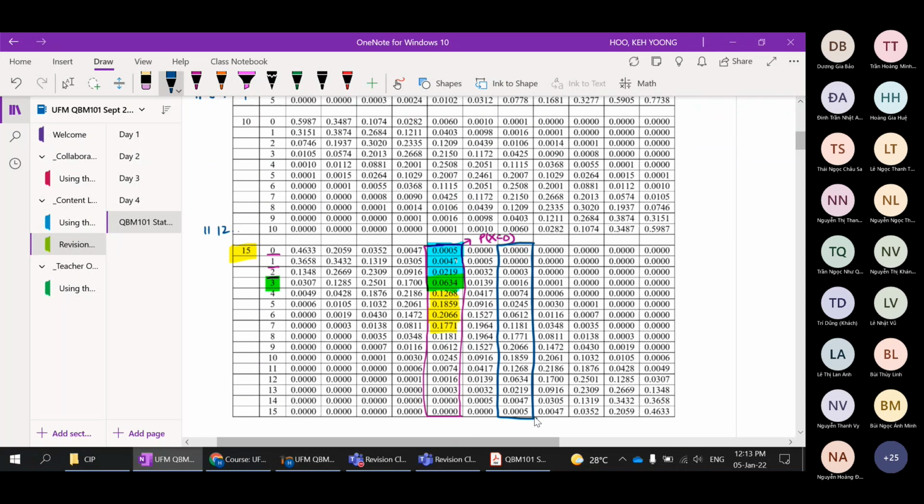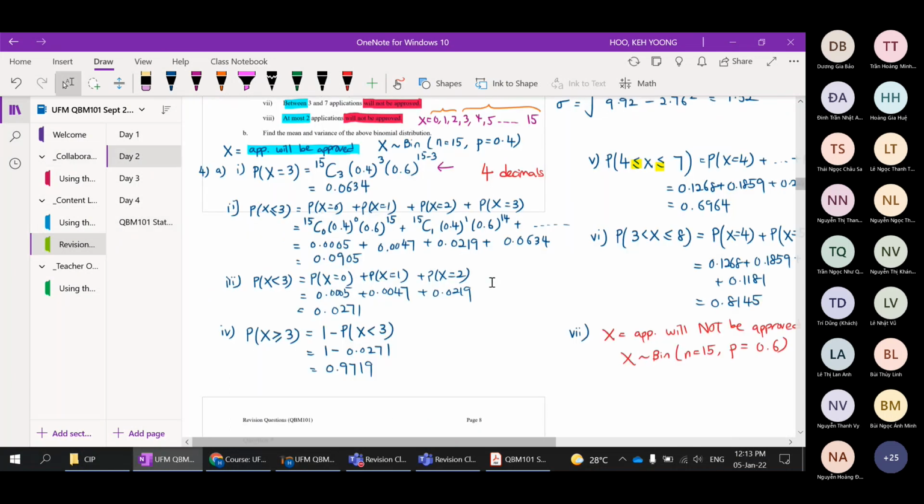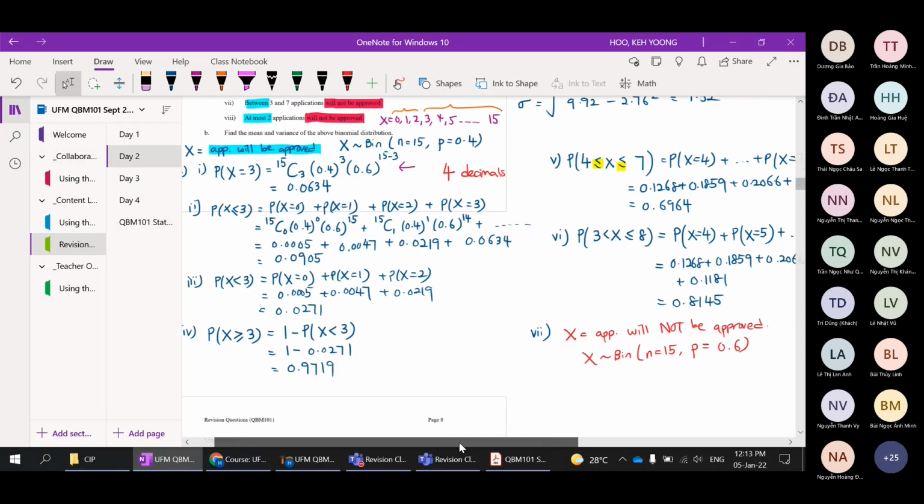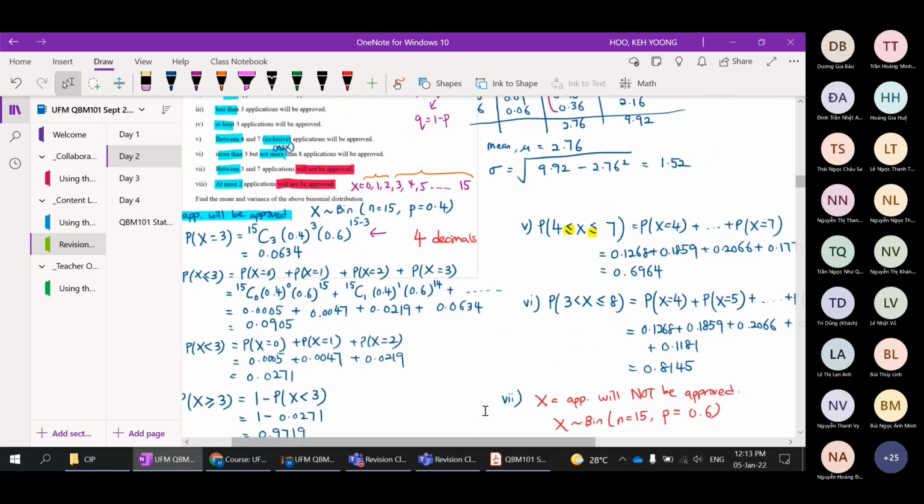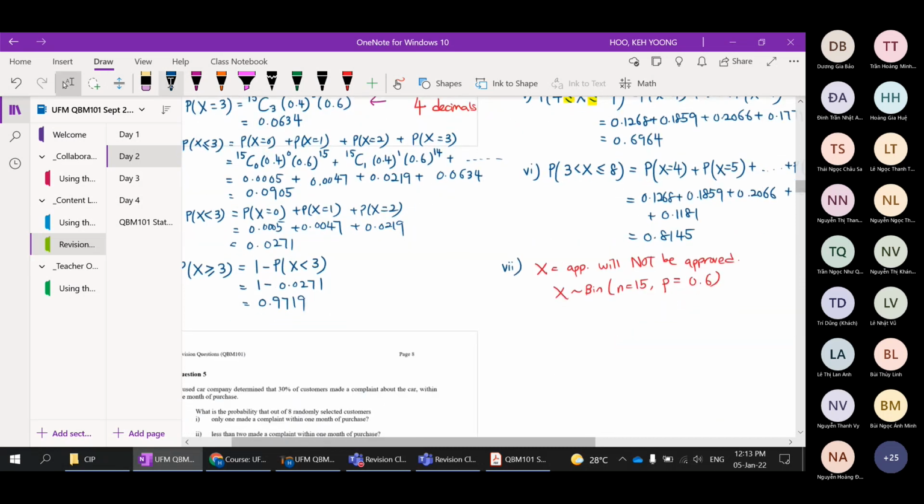Okay, for 0.6. Here you want to find between 3 and 7 applications will not be approved. You don't see the word inclusive here. That means you don't include 3 and 7.